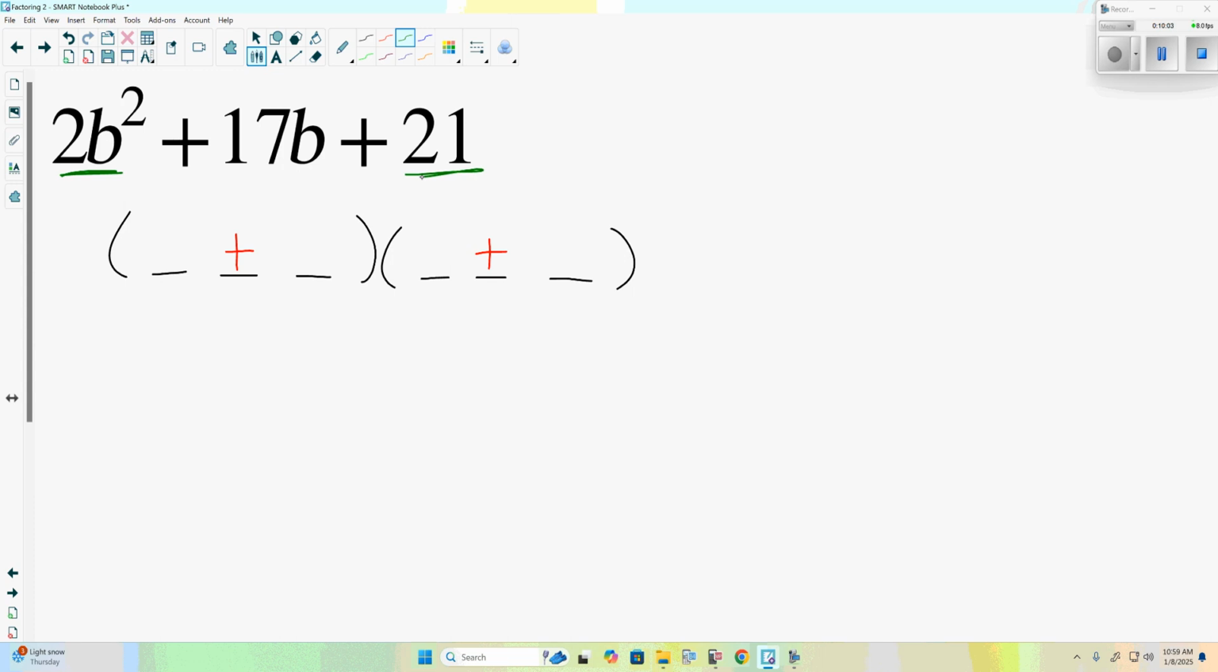Well, the b squared term, its factors are going to be b and b. Factors of 2 are 1 and 2. Since there's only one set of factors for 2, we can just plug those in. 2 in front of one of the b's. We can put 1 in front of the other or just leave it as b, because 1b or b is the same thing. Now for our factors of 21, 1 and 21 and 3 and 7.